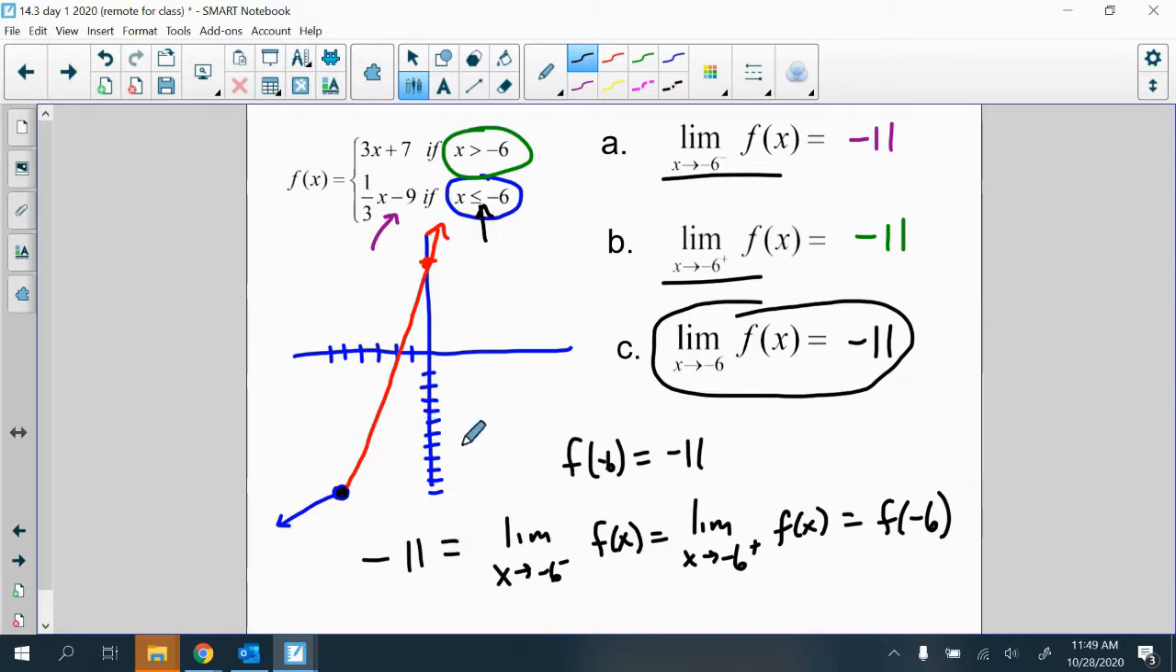Since all of these things are equal, we can draw this graph without picking up our pencil. So if I trace this, as I got near negative 6, I could draw everything without picking up my pencil. So from the left, from the right, and the actual value all meet at the same spot. If that's the case, I would say that the function is continuous at x equals -6.